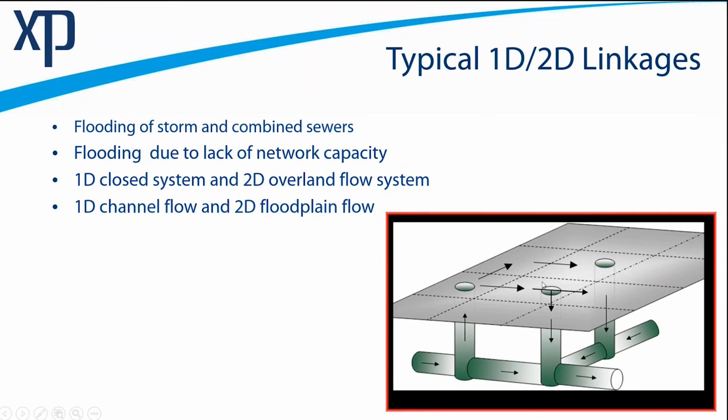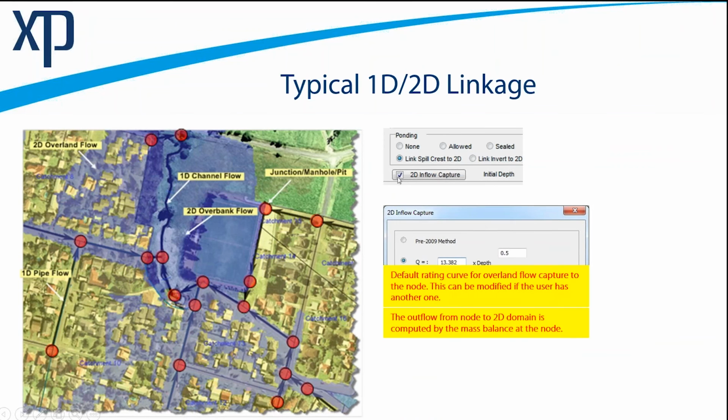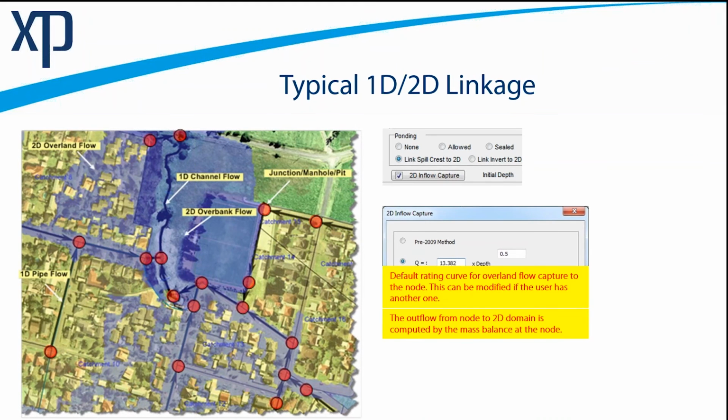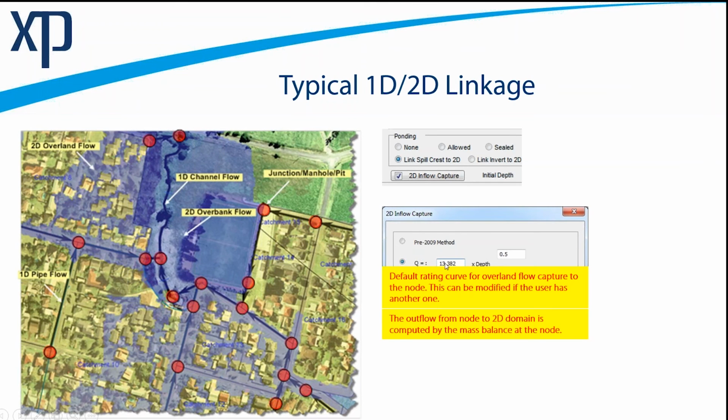This would be a case of inlet capacity at the node, but there's also a 2D approach to restricting that capture, and that's called 2D inflow capture. 2D inflow capture can be enabled at any node where you can put in a specific equation for it based on the size of the inlet or the curb opening. And globally, you can set 2D inflow capture with the same kind of equation approach where the captured flow equals a coefficient times a depth raised to an exponent.